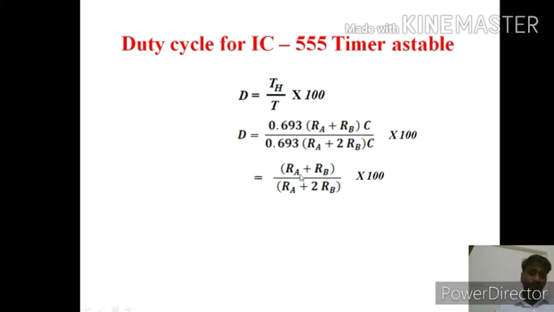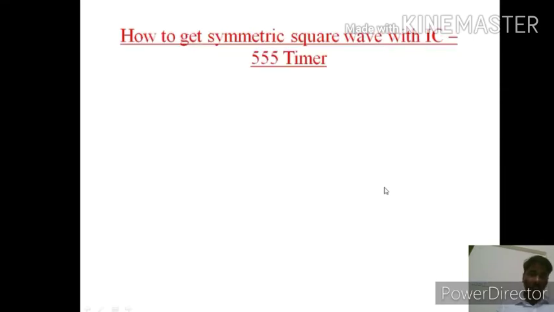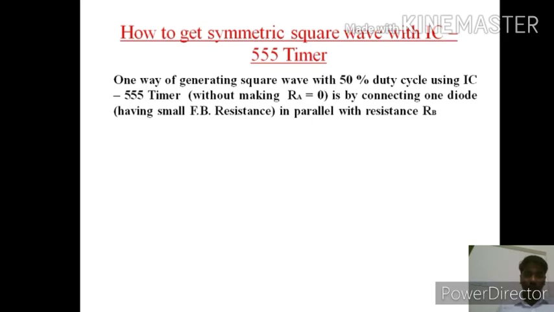Now the problem with this arrangement is when you make Ra equal to 0, the discharge transistor will directly get very high current from the VCC, and it may destroy the circuit. So we do not use that method where we make Ra equal to 0.